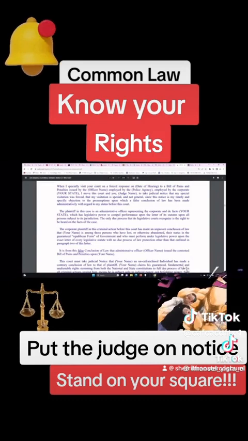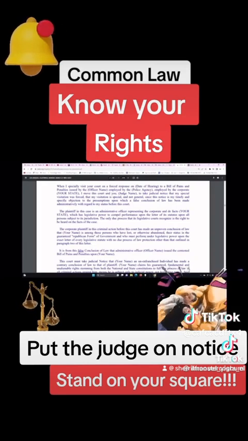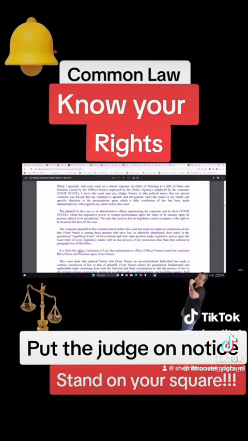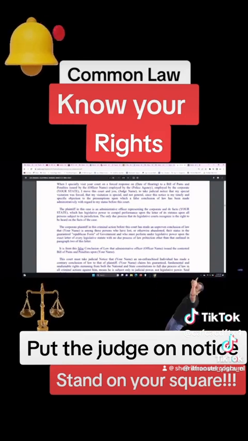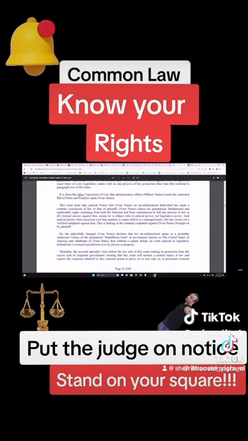It says, the corporate plaintiff in this criminal action before this court has made an unproven conclusion of law that use avail is among those persons who have lost or otherwise abandoned their status in the guaranteed Republican form of government and who must perform under legislative power upon the exact letter of every legislative statute with no due process of law protection other than that outlined in paragraph 2 of this letter. It is from this false conclusion of law that the administrative officer, so-and-so, issued the contested bill of pains and penalties upon use avail. The court must take judicial notice that use avail is an unfranchised.